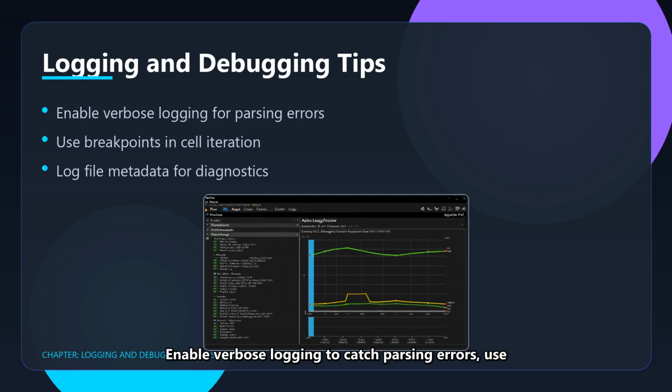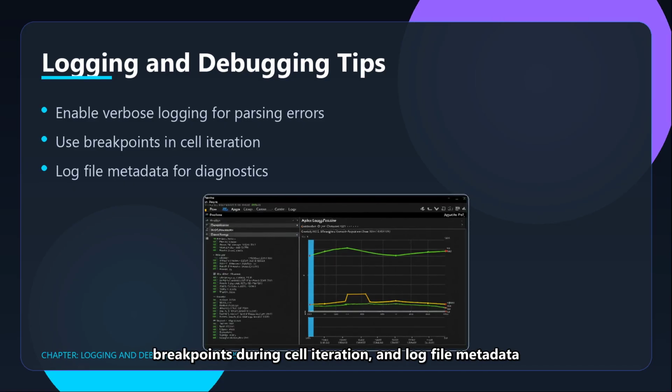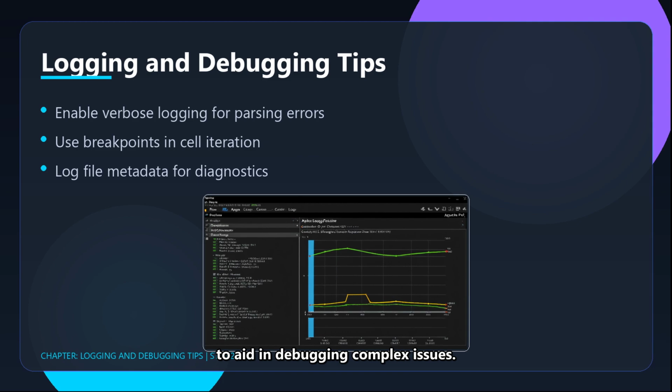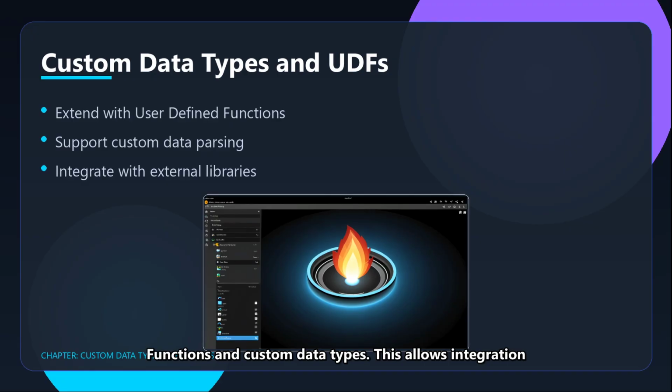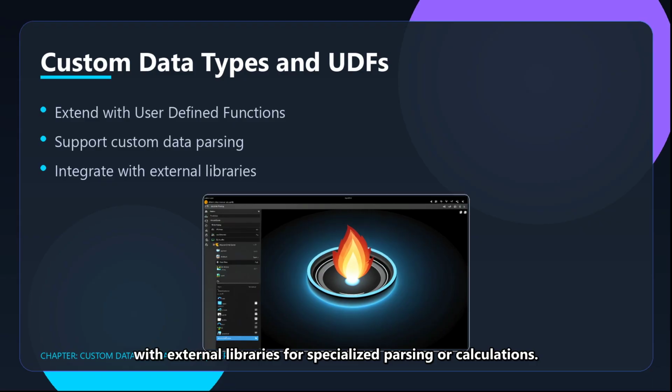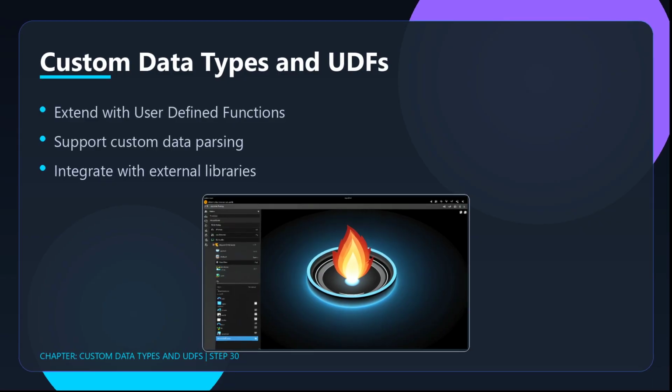Enable verbose logging to catch parsing errors, use breakpoints during cell iteration, and log file metadata to aid in debugging complex issues. You can extend Apache POI with user-defined functions and custom data types. This allows integration with external libraries for specialized parsing or calculations.